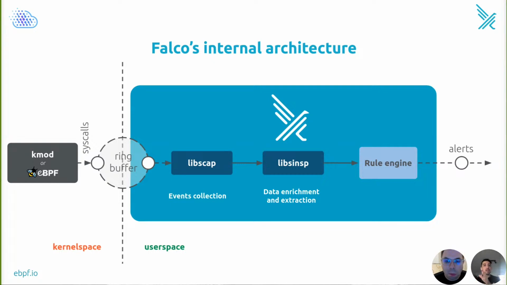And then the final stage in Falco's internal architecture is the rule engine, in charge of doing the comparison between the events enriched with metadata and the rules we set up. And then if one rule matches, it will trigger an alert. And then we'll see what we can do with this alert.